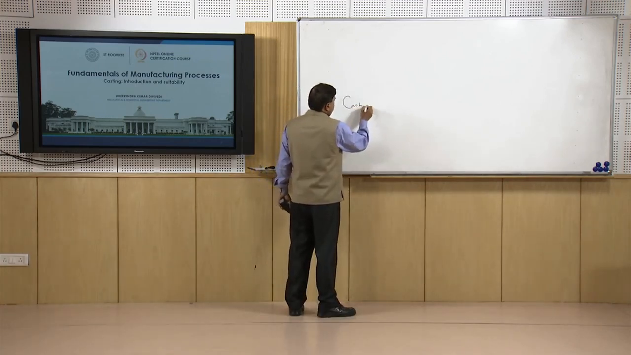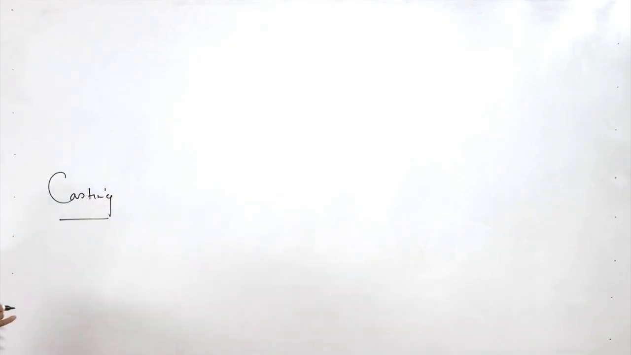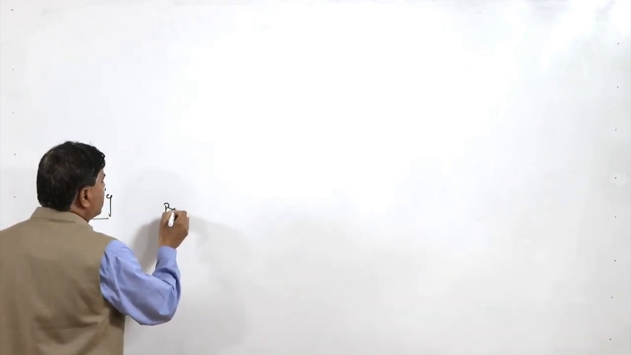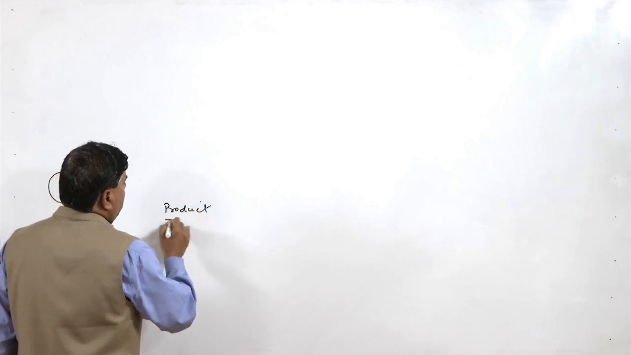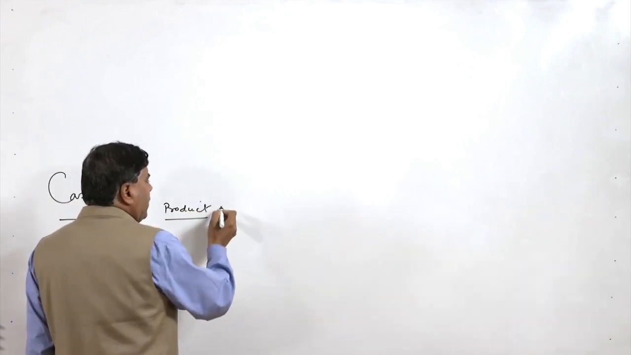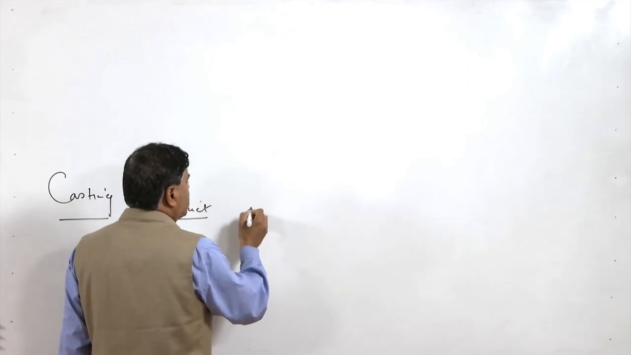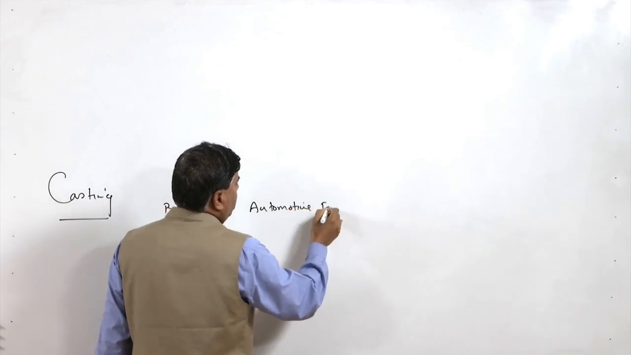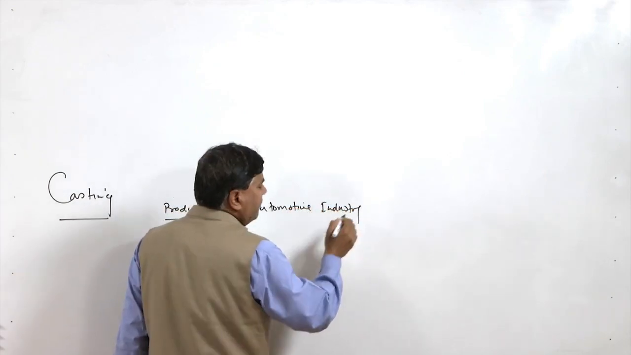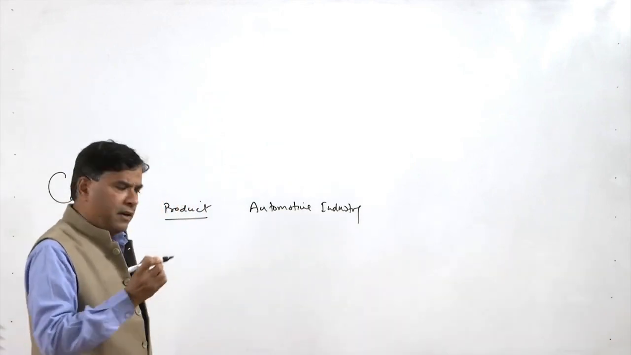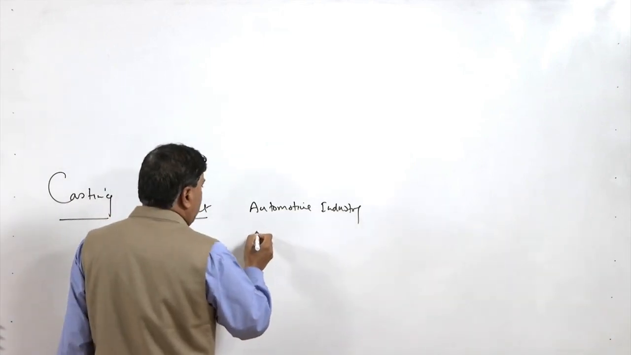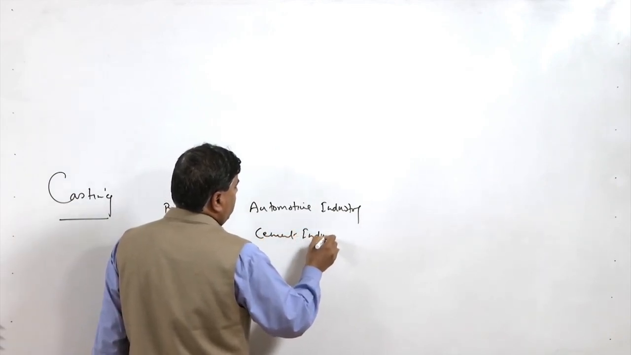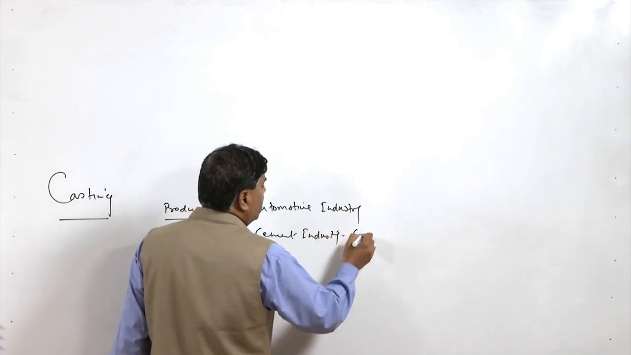As I have said, the topic is casting. The casting is used for making various products for a wide range of applications, like in the automotive industry, in the form of piston, connecting rod, engine block, etc., and like in the cement industry for making girth gear.